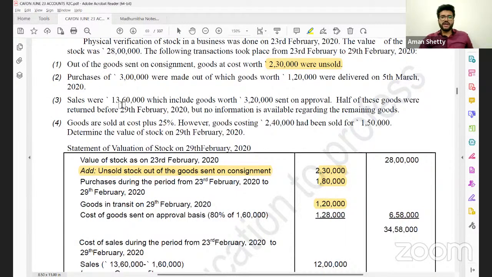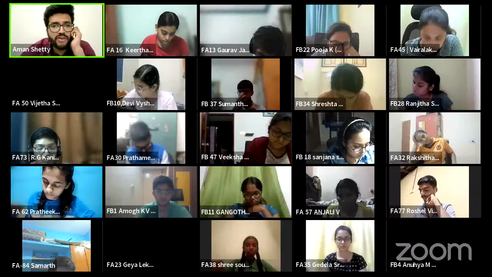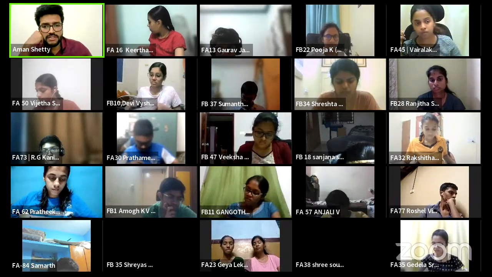Next. Sales were 13,60,000, which includes goods worth rupees 3,20,000 sent on approval. Half of these goods were returned before 29th February 2020, but no information is available regarding the remaining goods. Open your notebook and write down and give a working for this.